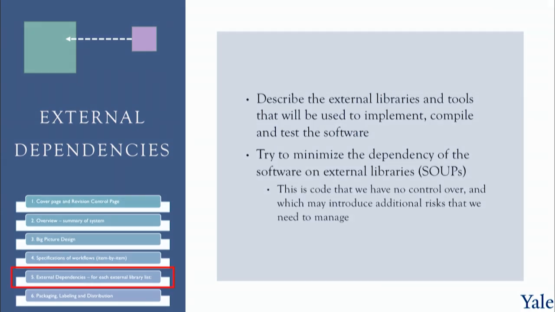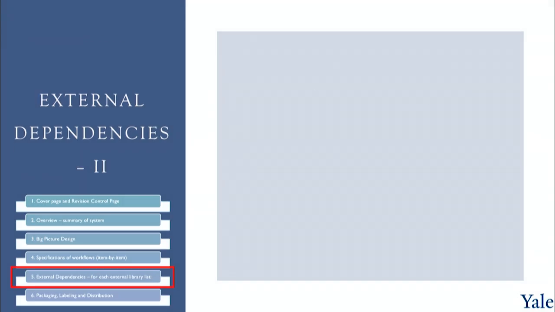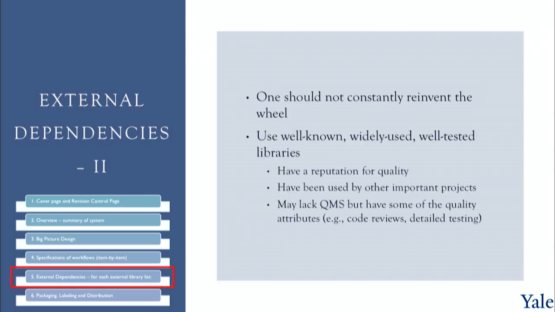We want to minimize the dependency of the software on external libraries, on the SOUPs. This is code for which we have no control and which may introduce additional risks that we need to manage. So we really would like, as much as possible, to have the smallest number of dependencies. On the other hand, we should not constantly reinvent the wheel. The goal and the trade-off is to use well-known, widely used, well-tested libraries that have a reputation for quality, that have been used by other important projects.